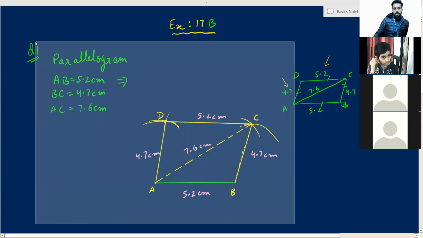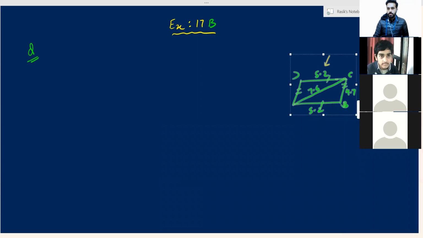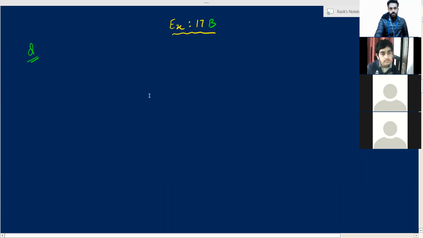Let's do the next one. Question 2. Again, two sides of the parallelogram are given. One diagonal is given. So same type you will do in homework. So let's see the third question. Yes, we will be doing the third question now.